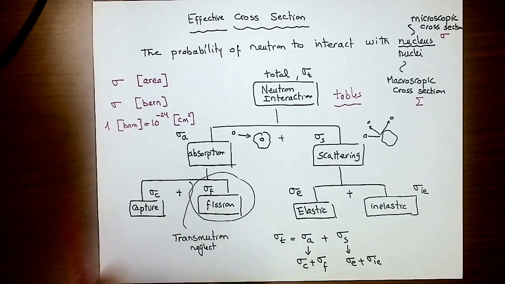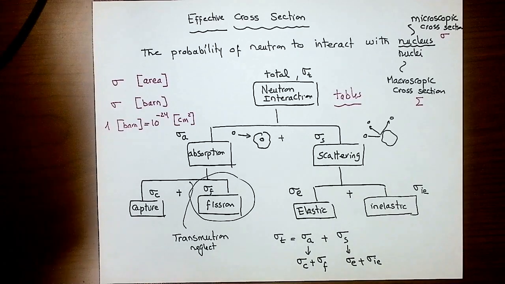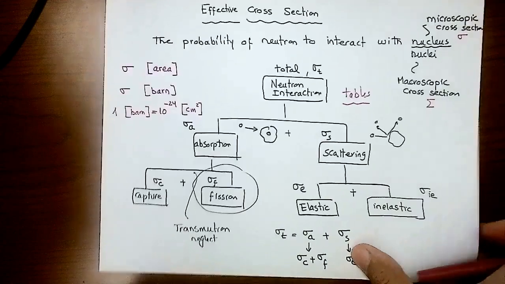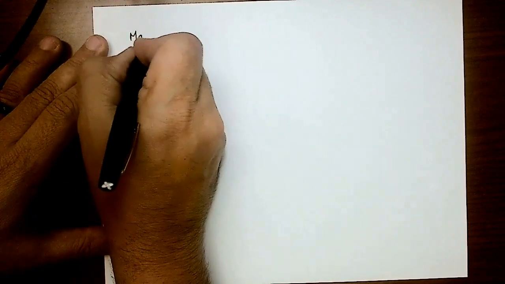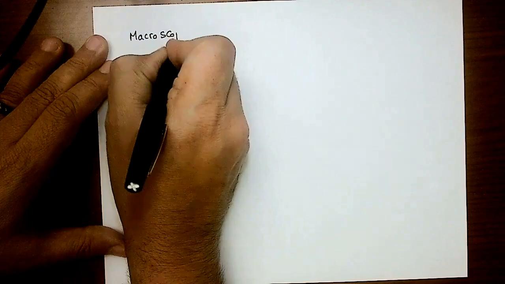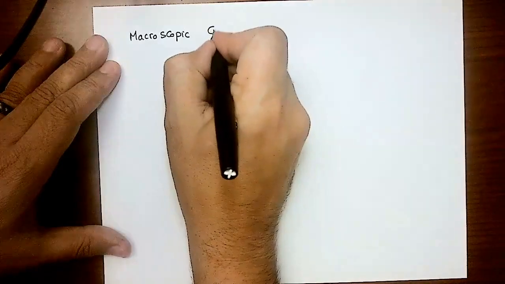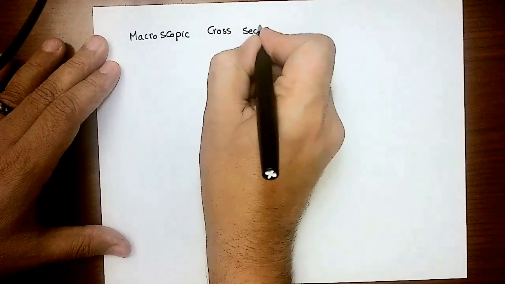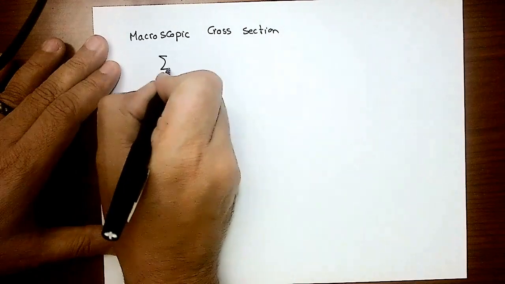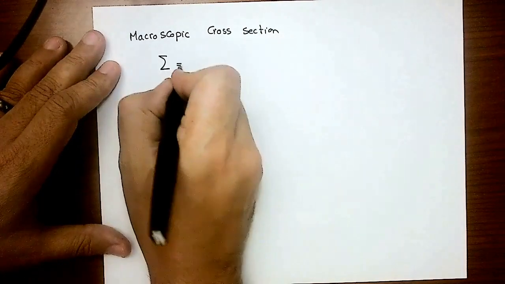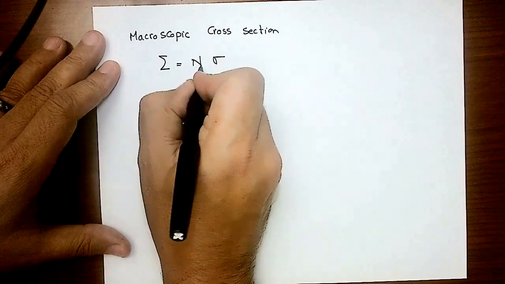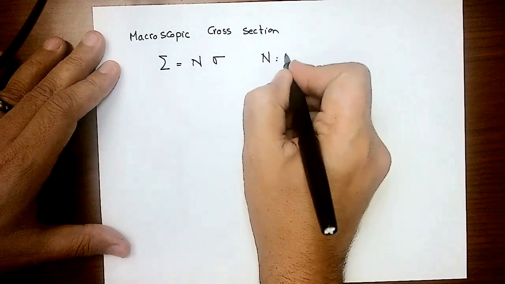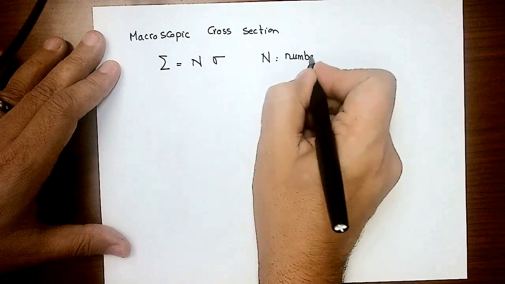Now, this is the probability of interaction with a single nucleus. What about a fuel pellet or a volume that contains a large number of nuclei? How do we calculate the probability of interaction here? So we are looking for the macroscopic cross-section. That's sigma capital. Sigma capital is related to sigma small by something called N, where N is called the number density.